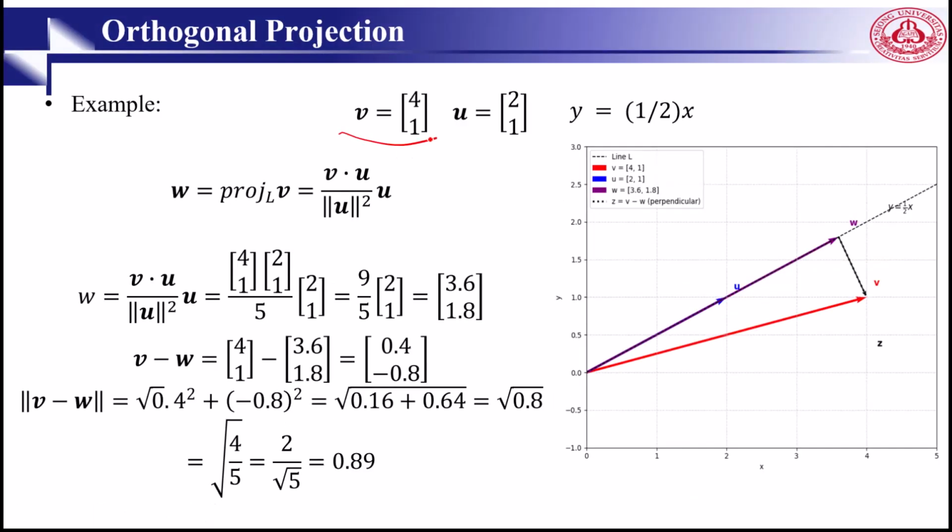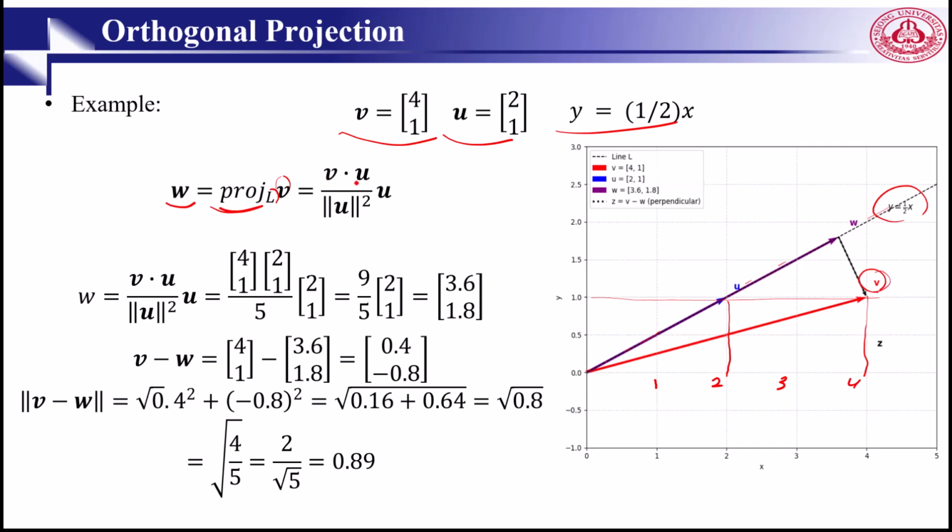Suppose we have vector V, and V is (4, 1). So 1, 2, 3, 4. This is 4 and this is 1. Then we have U here as (2, 1). And we have a line here, this dashed line, which is y equals 1/2 x. Now we're going to find W. W is the projection of vector V on line L.